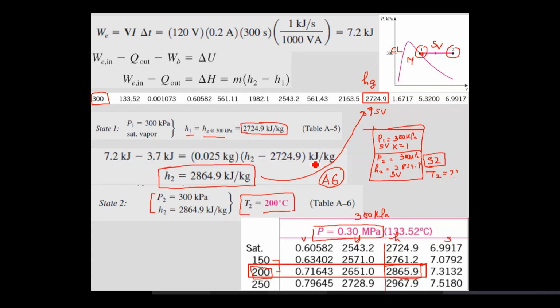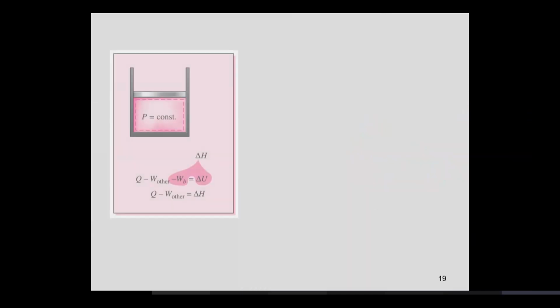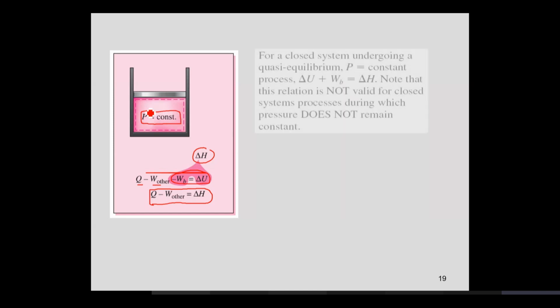All right. Now moving on, I have a schematic which says that Q minus work other minus boundary work is equal to delta U. And I can combine these two into enthalpy, but I have to make sure that when I'm using this equation, Q minus work other equals delta H, I am considering the process where P is constant. So for a closed system which is undergoing a quasi-equilibrium process, pressure is constant. You can say that internal energy plus boundary work is essentially equal to delta H.